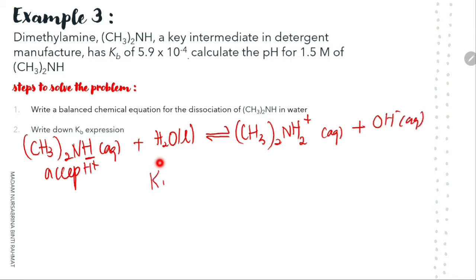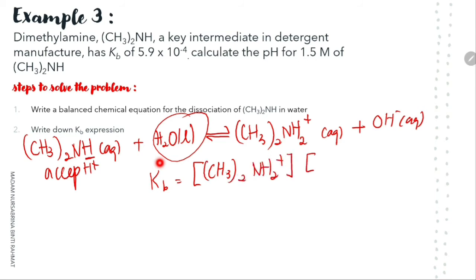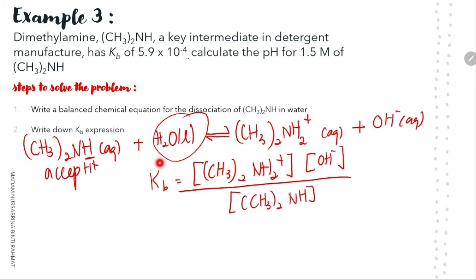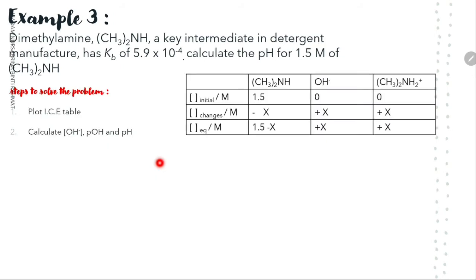When writing down the Kb, we're going to omit this H2O because it's a pure liquid, so it will not appear in the Kb expression. A pure liquid is just like a pure solid, its concentration remains unchanged over time. Therefore, you leave it out of your Kb expression just like this, all other compounds present but no H2O. Then from the given Kb value, you can plot the ICE table.